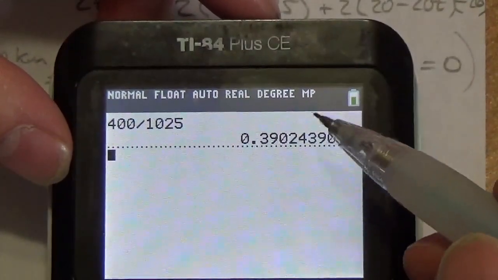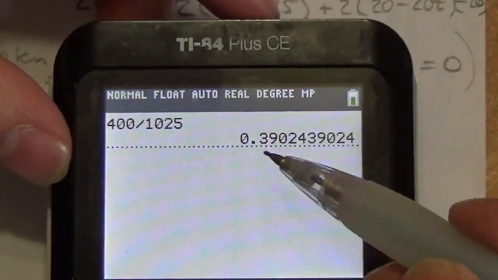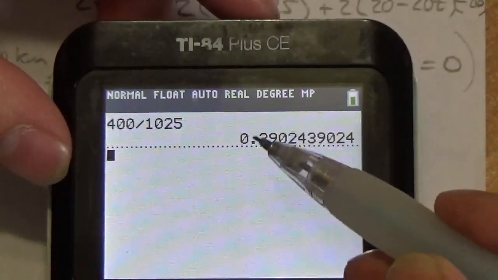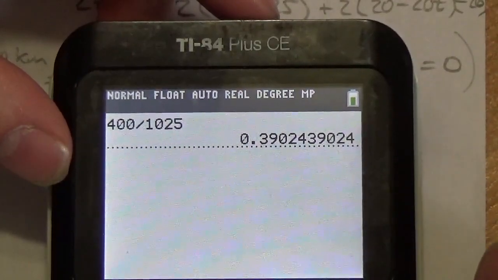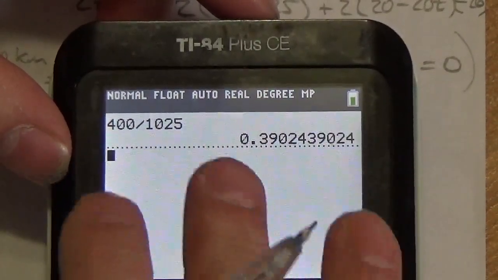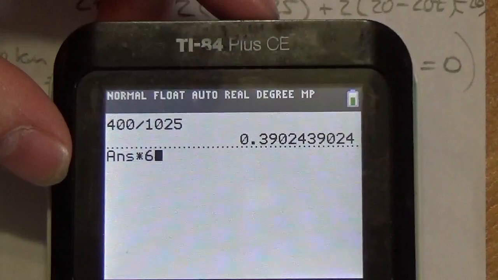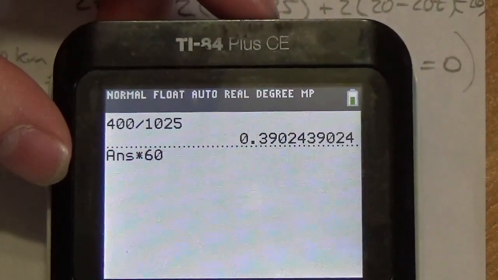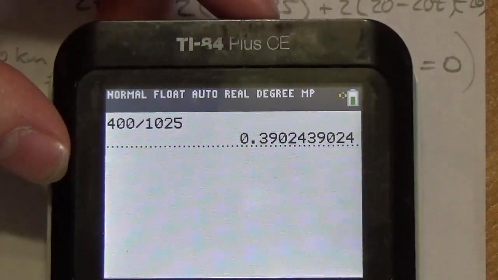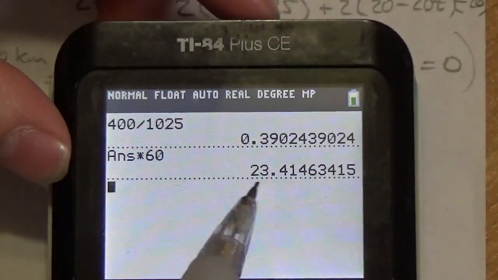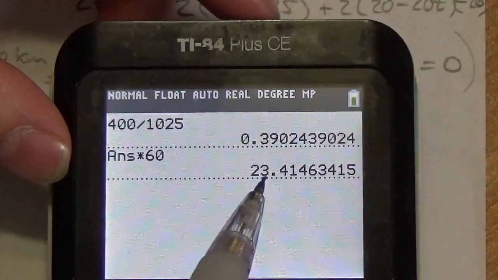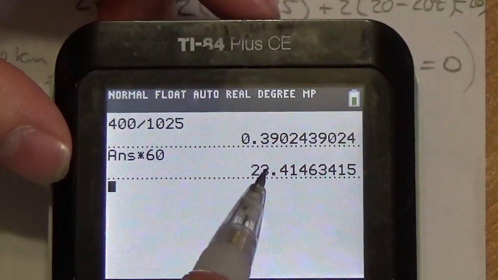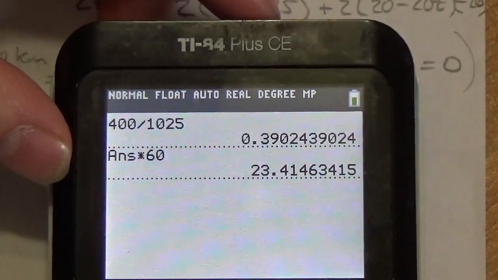But please be really careful with this. That right there does not mean that 39 minutes went by. Time is not metric. What I've got to do is, once I get the decimal here, multiply by 60 to convert that fraction of an hour into minutes. And so what this means is basically between 23 and 24 minutes, a little over 23 minutes here. Okay, this is when the two cars were closest to each other.